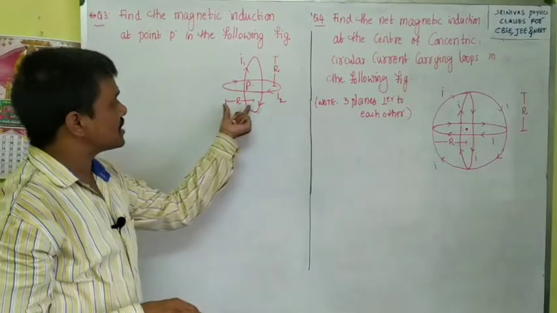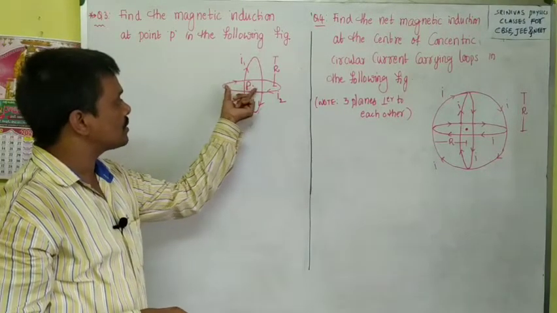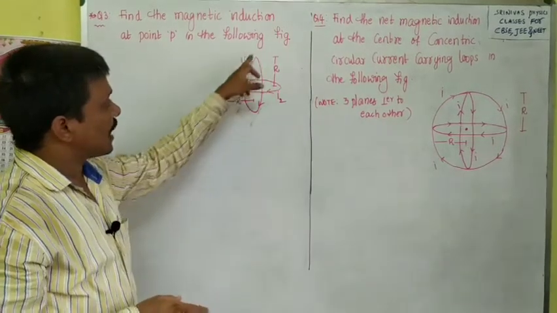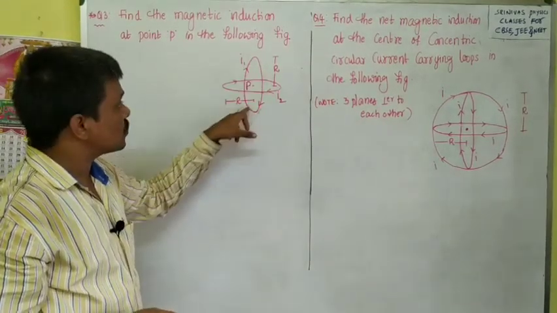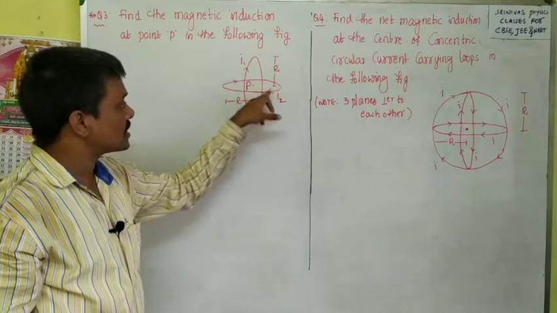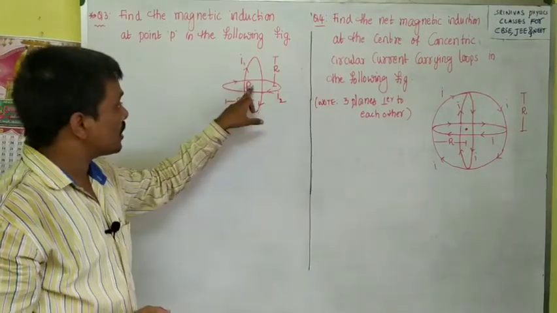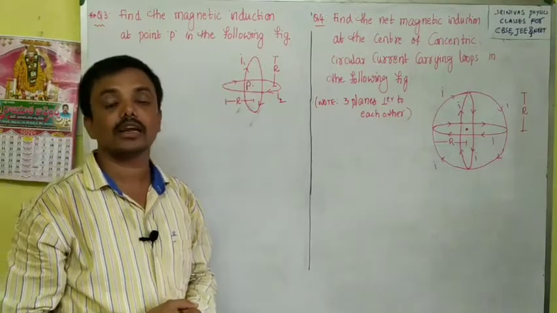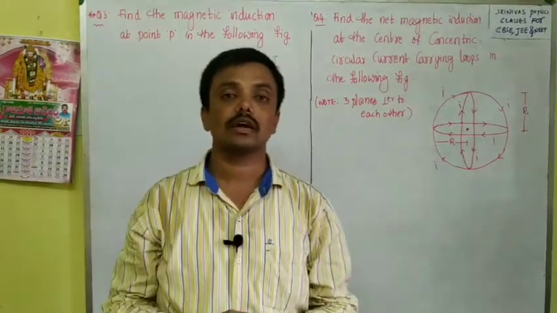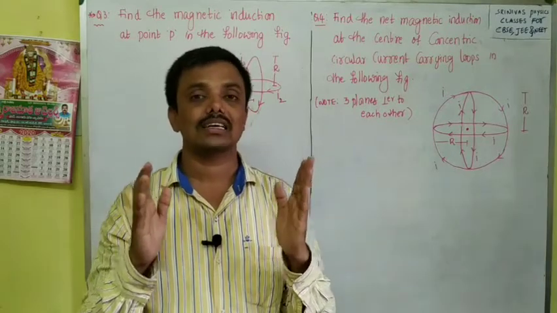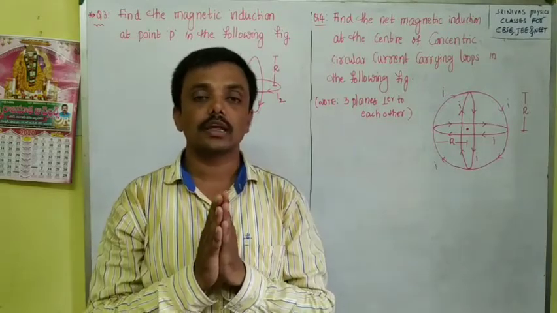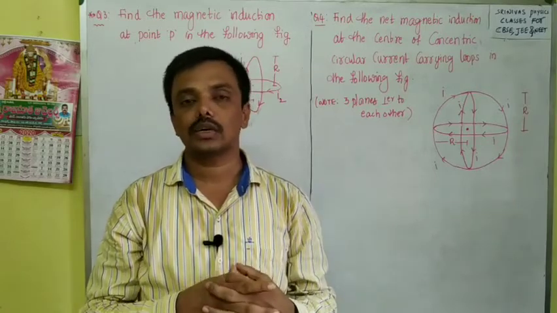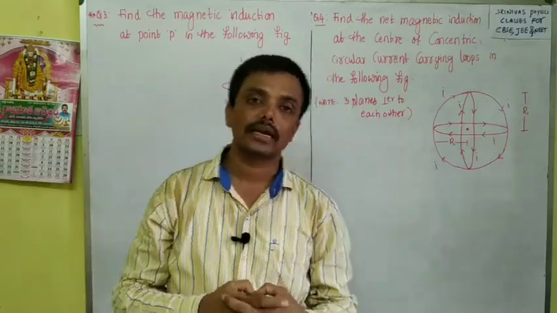They have the same radius. Look here, the radius of this loop is capital R and the radius of this one is also capital R. But they carry different currents. The vertical one carries current I1 and the horizontal one carries current I2. They are asking to find the magnetic induction at point P, the common center, right? There are 2 concentric circular current carrying loops whose planes are perpendicular to each other, carrying currents I1 and I2. Then we have to find the magnetic induction at the center.